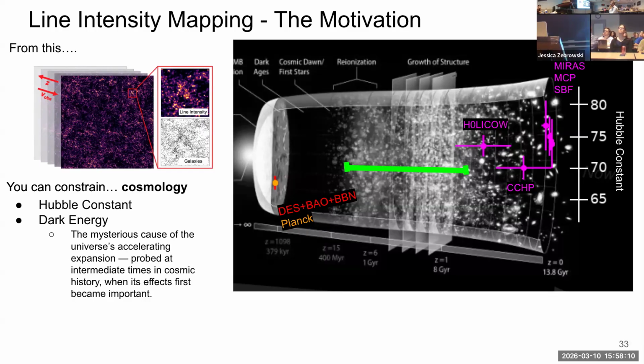Obviously, this is also a probe of the expansion history of the universe. So dark energy, this mysterious cause of the universe's accelerating expansion, you can make a map of how dark energy is affecting slices over time, hopefully right when its effect first became important.